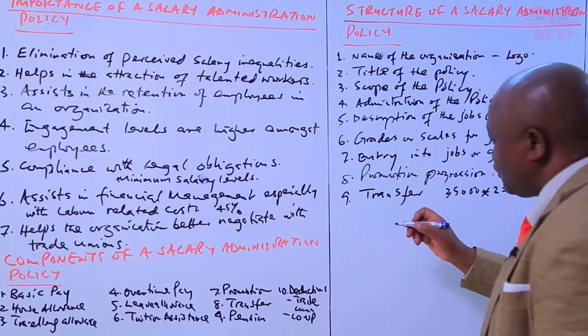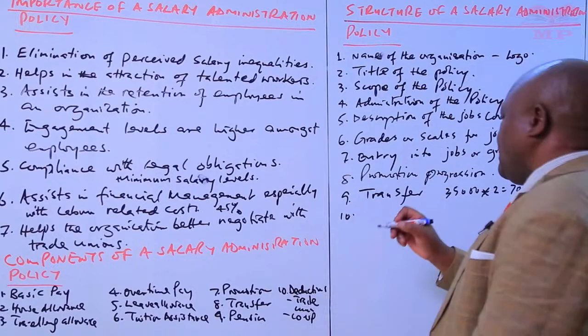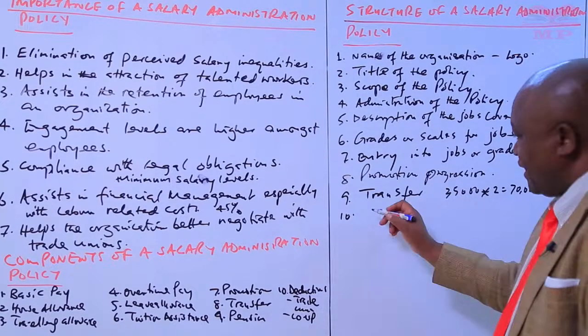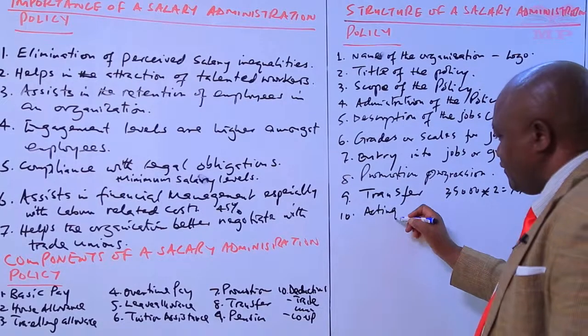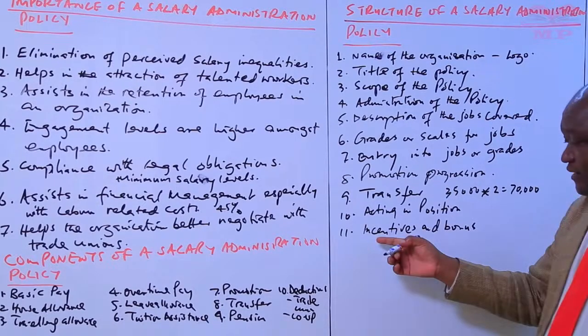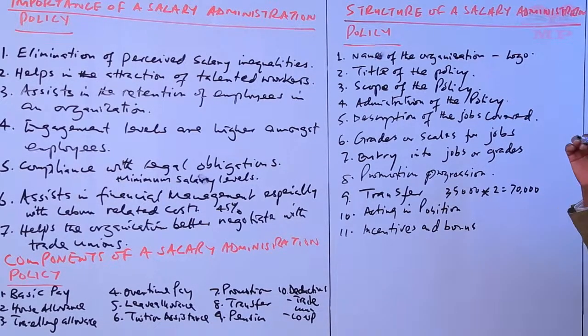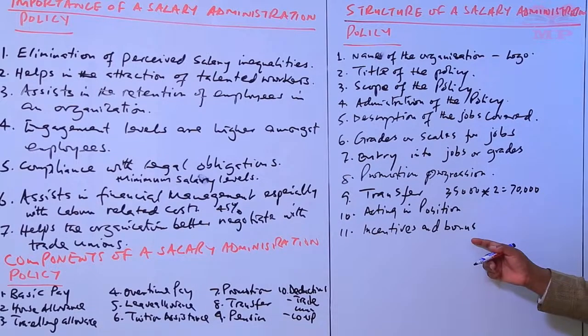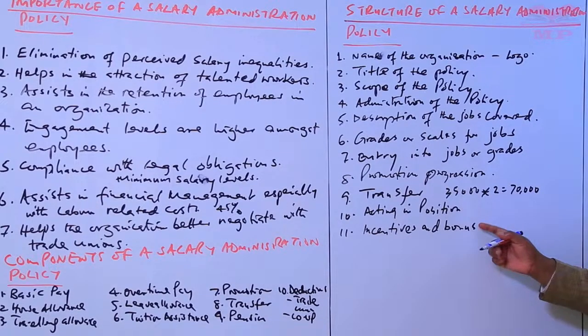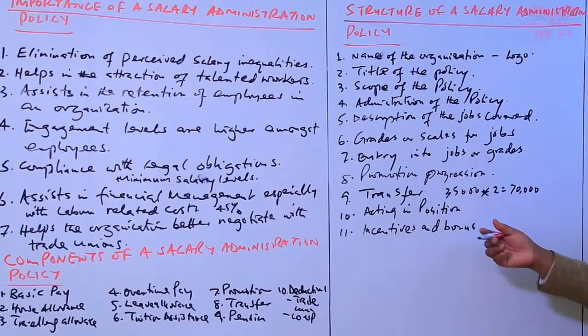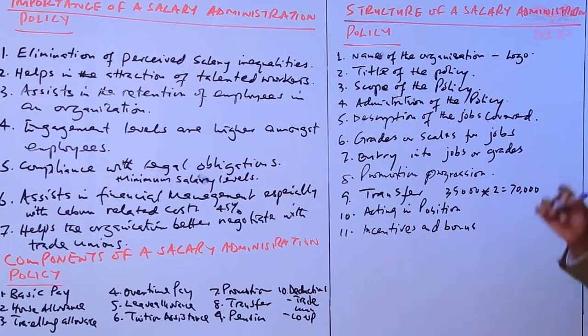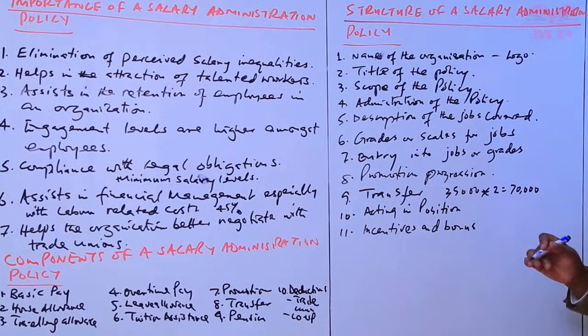Then there are also issues of number 10, acting in position. So if incentives are supposed to be provided, this particular salary and administration policy must provide in terms of the incentive and bonus who is entitled to these particular incentives and bonus and what is supposed to be the formula to be used. So that is also important to ensure that workers don't complain.